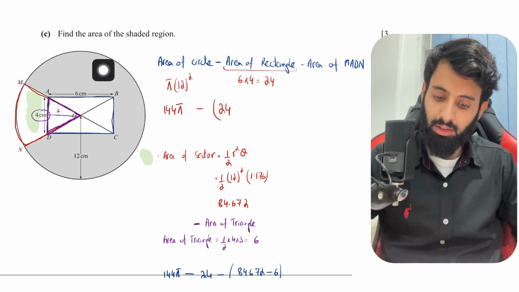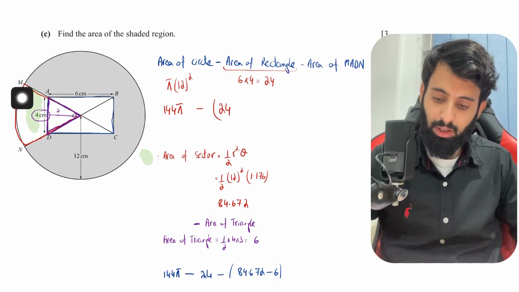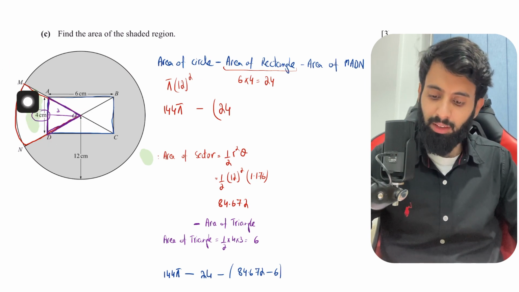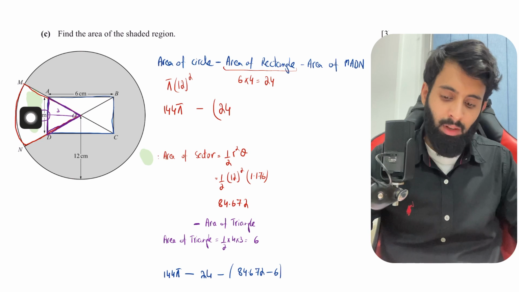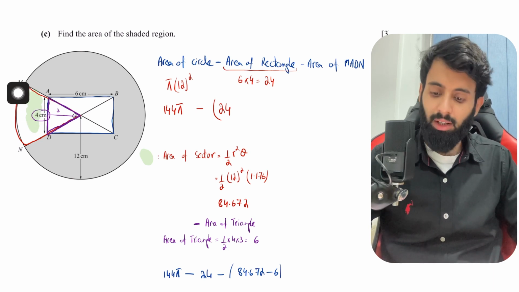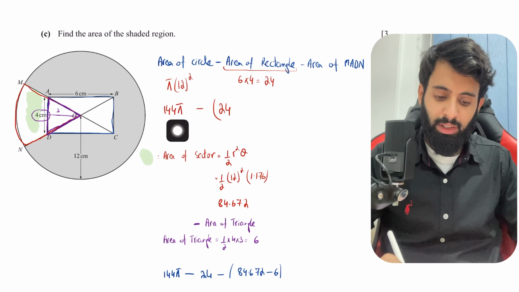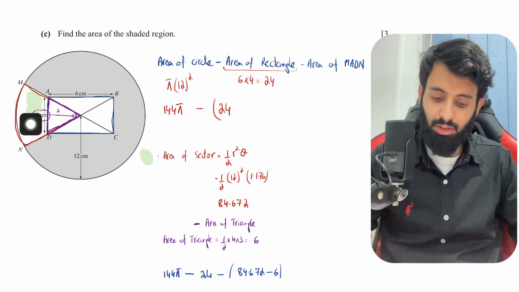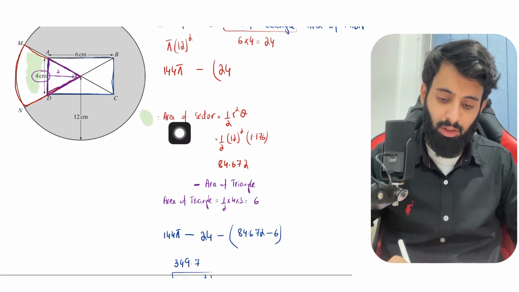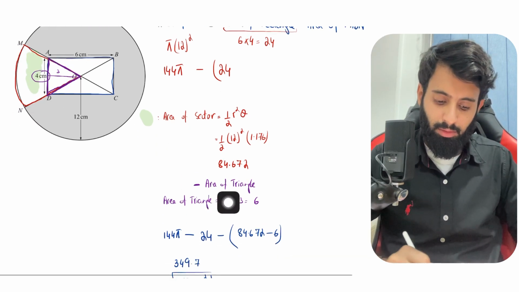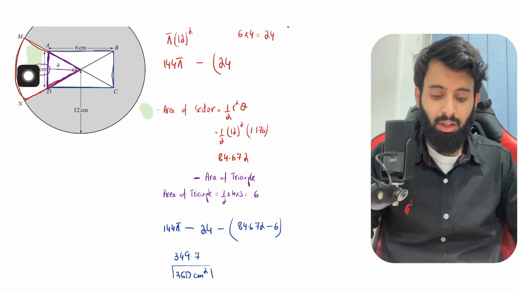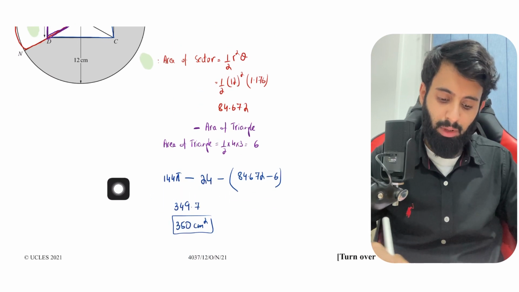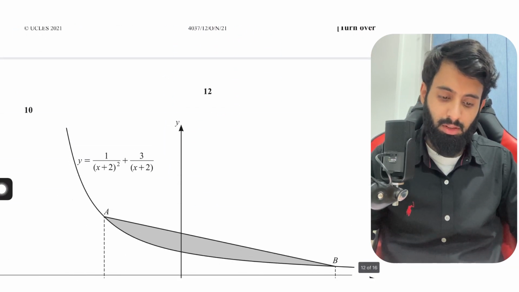So to give you guys a quick summary, first we worked out the area of the circle, and then from it we need to subtract the area of this rectangle ABCD and then the area of this whatever you want to call it. We'll just call it MADN. So we worked out the area of the circle, we worked out the area of the rectangle, and then when it came to working out the area of MADN, the region that I've shaded in green, the working for that is over here. So first we worked out the area of the sector, and from it we subtracted the area of the triangle. So now we have this region, and now we can come back to this formula and just work it out, and that's exactly what we did, and we got 350 centimeter square.